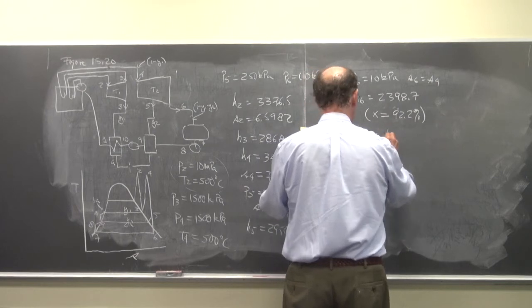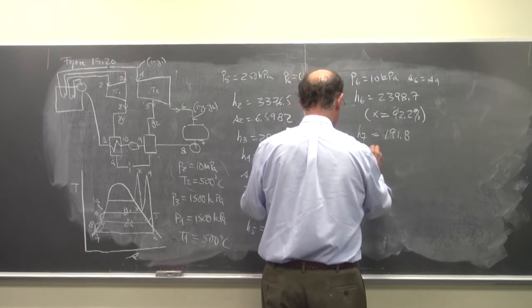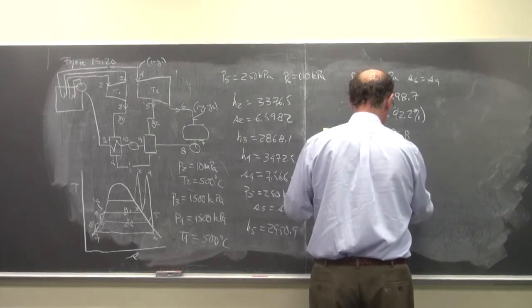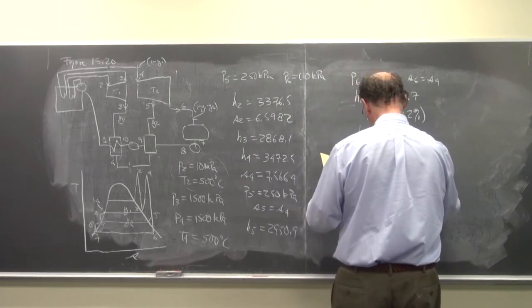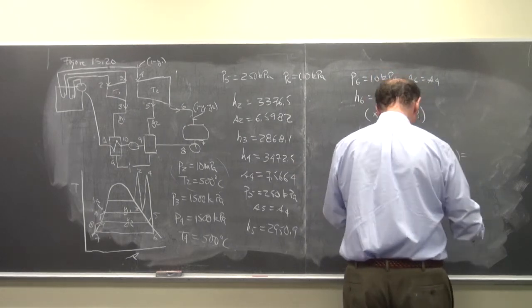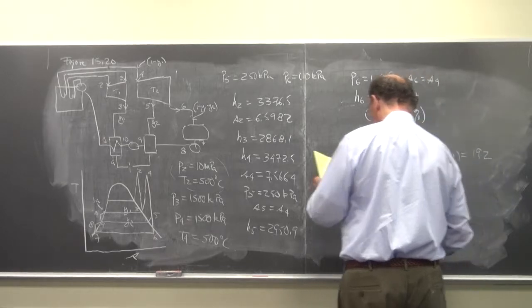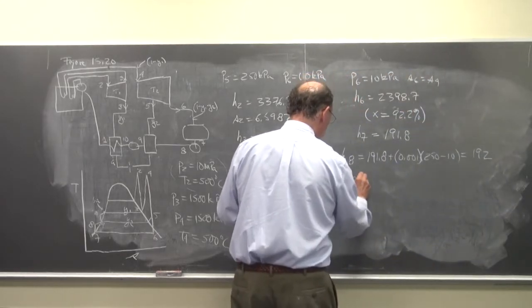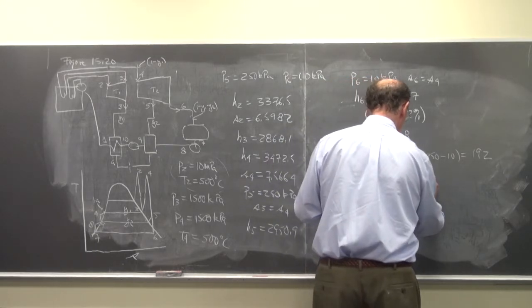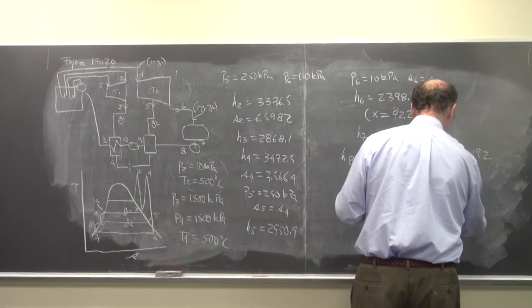So I have H7 is equal to 191.8. H8 is equal to 191.8 plus V delta P, 0.001 times 250 minus 10. So that's equal to 192. H9 is equal to H sub F at 250 kPa, which is equal to 535.2.